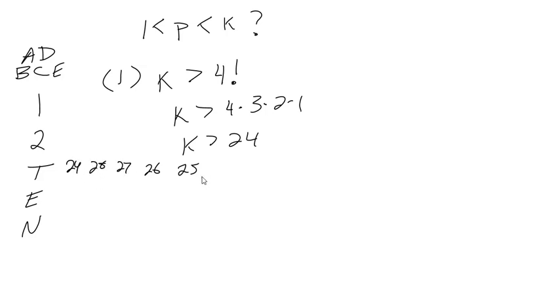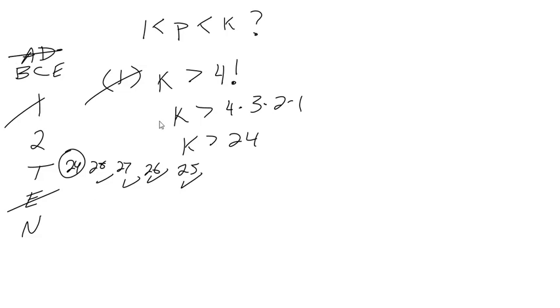So is k a prime number or not? Well, 25, not a prime number, 26, 27, 28. On the other hand, 29 is a prime, and so is 31, so is 37. There are an infinite number of prime numbers. Statement 1 does not give us enough information to answer the question. We can't say that each statement gives you sufficient information. So A and D are both out.